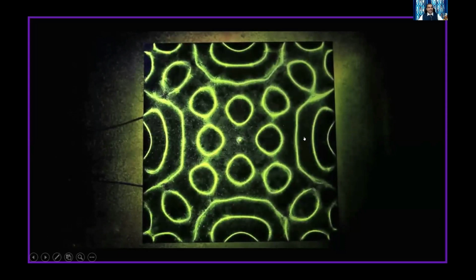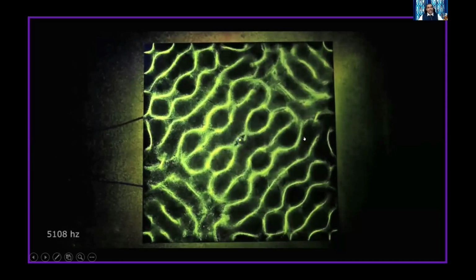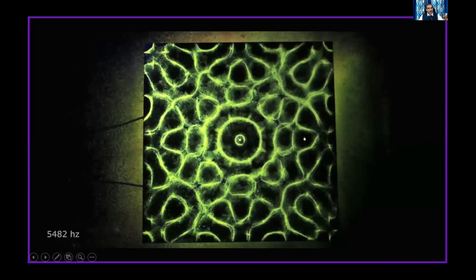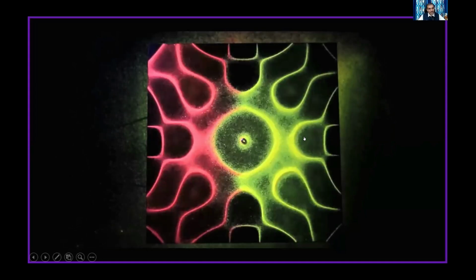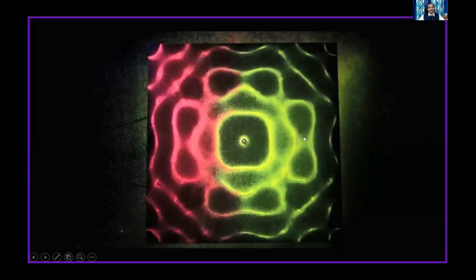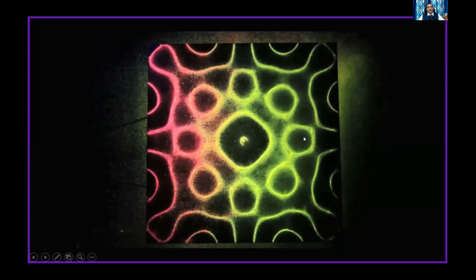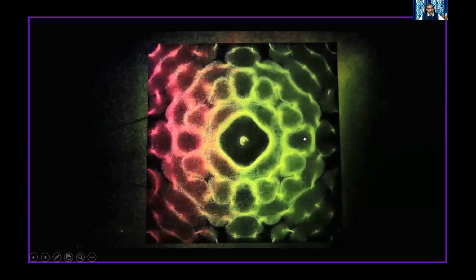4321 hertz, 5108 hertz. You see, it's getting even more complicated. So from the new frequency, when it increases to the higher frequency, the structure will get complicated. It gets even more complicated and complicated and complicated. That's how it is.